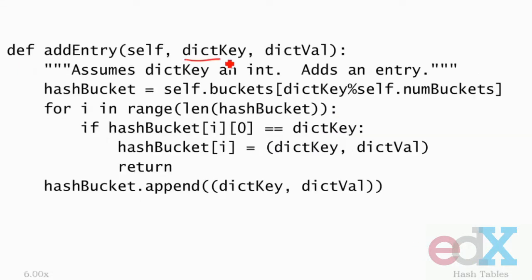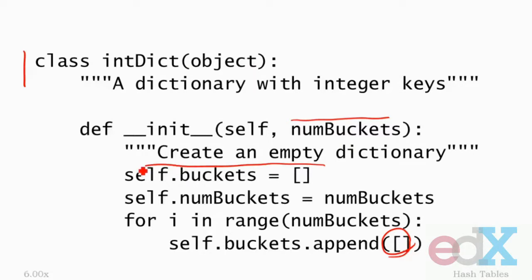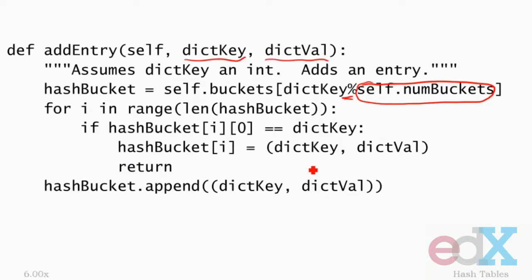Add entry takes the key and the value. It starts by finding the correct bucket. It does that by taking the key and then hashing it using modulus, and it gets the number to take it from self.numBuckets. If we go back, we'll see that we saved numBuckets as an attribute of the hash table being created. Consequently, we can retrieve it here and use it.